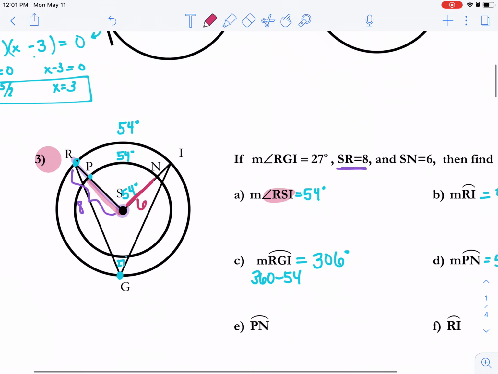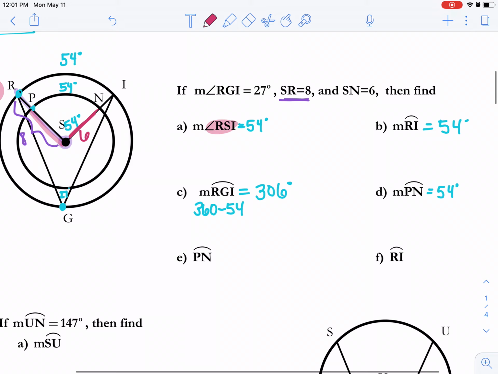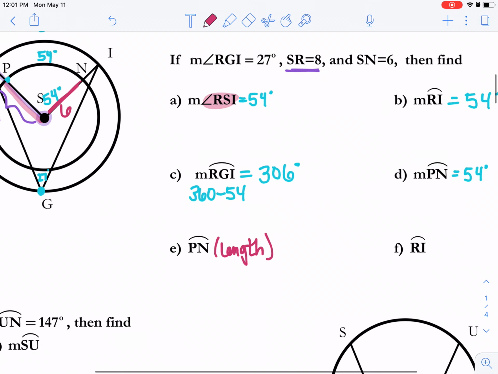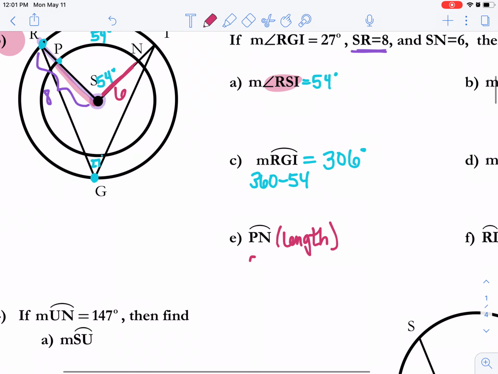So we need to use that information when we're finding the arc length. So remember, arc length is a fraction of the whole circumference. So if they want the arc length of arc PN, it's going to be that fraction. So 54 over 360, that's the fraction of the whole circumference of the small circle. So we use the small circle's radius.